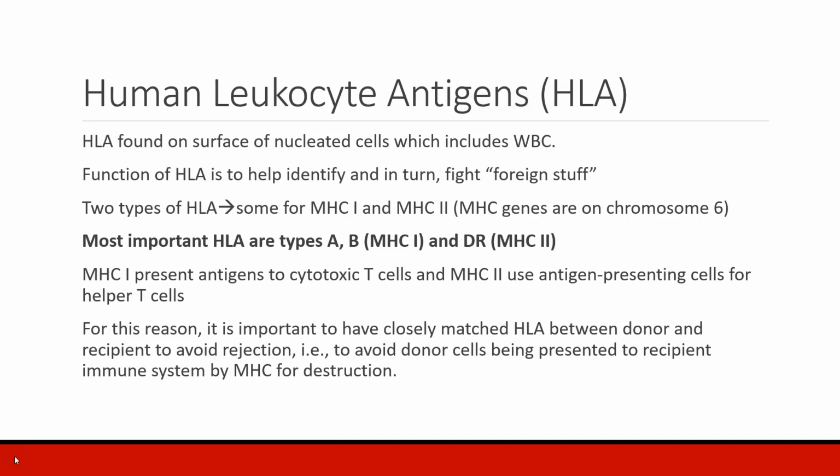MHC1 presents antigens to cytotoxic cells, and MHC2 uses antigen-presenting cells for helper T cells. For this reason, it's important to have closely matched HLA between the donor and the recipient to avoid rejection. And this means to avoid donor cells being presented to the recipient's immune system by the MHC for destruction. Because once they start forming these tissue antigen antibodies, these antibodies will then attack that donated tissue. For the first weeks and months after the transplant, the patient is carefully monitored for rejection.